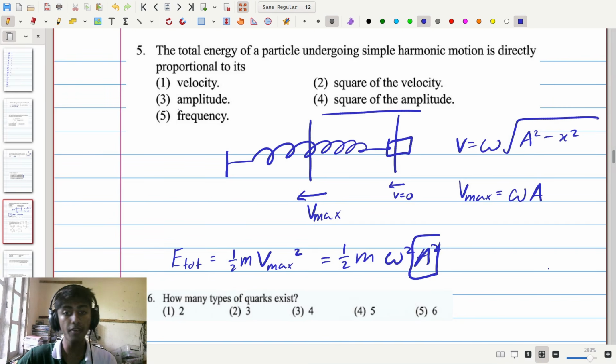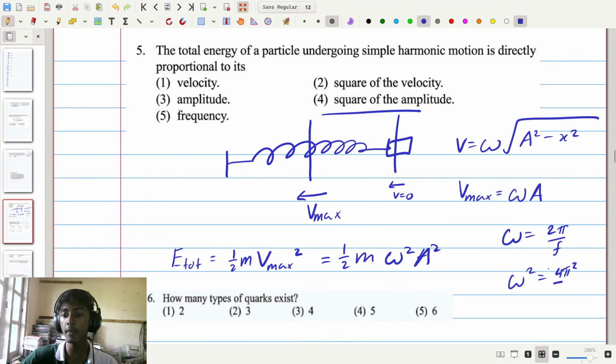Now, we also have a frequency in here because we can see omega is equal to 2 pi over f. And therefore, omega squared is equal to 4 pi squared divided by f squared. And therefore, the total energy is also equal to the inverse square of the frequency. So in this case, since we don't have that inverse square of the frequency, our answer is square of the amplitude. And therefore, the answer to question number 5 is square of the amplitude.